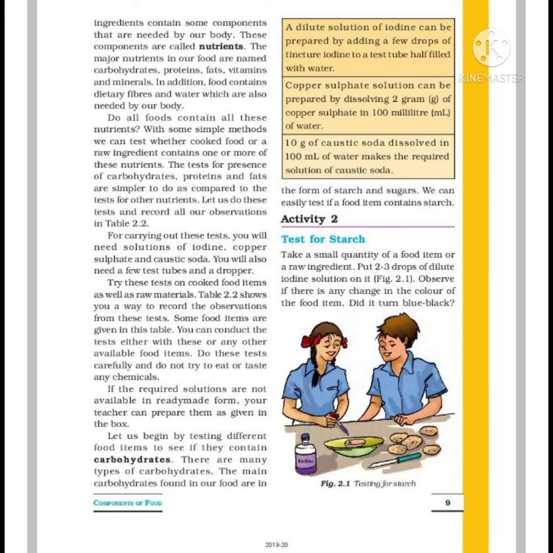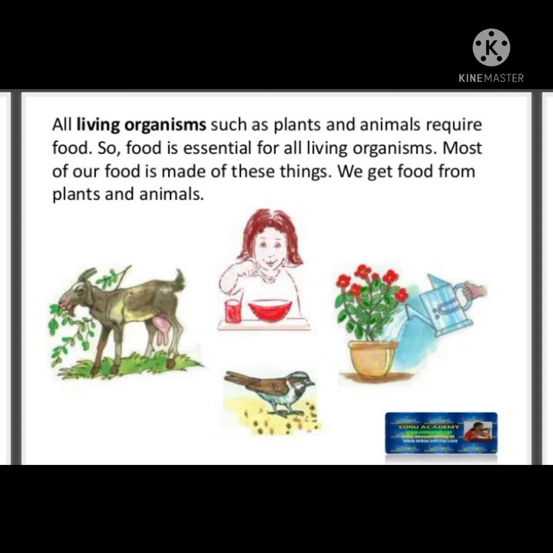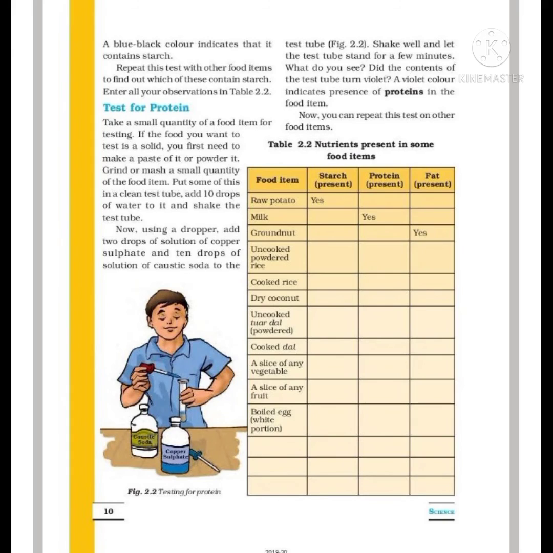Another one is the test for protein. In order to test protein, we need two reagents. What are they? Copper sulfate solution and caustic soda. How can we add these solutions? Using a dropper, we have to add 2 drops of copper sulfate and 10 drops of caustic soda solution to the food item. Then if protein is present in the food item, there will be a violet color. This violet color indicates the presence of protein in the food item.